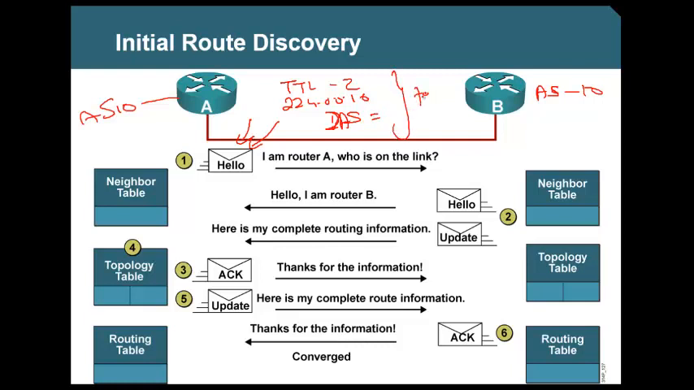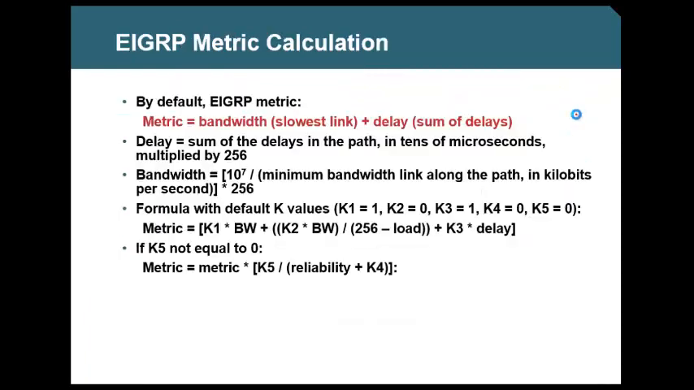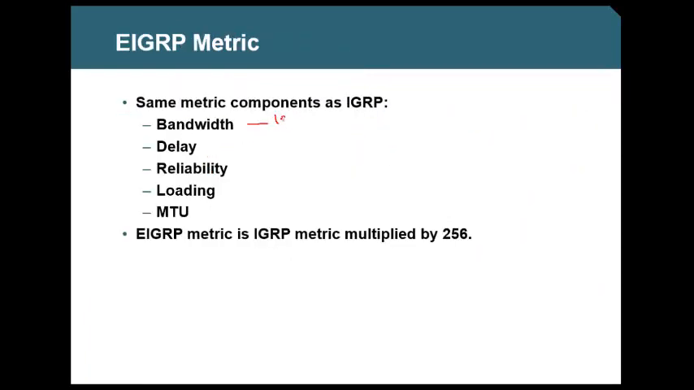Not only the autonomous system number, even the K values. The K values also should match. What does K value mean? The 5 metrics of EIGRP, actually 6 metrics in the newer version. I'll show you. Here it is. This is what is called K1, K3, K2, K4, K5, and then hops, K6, which is newly added.